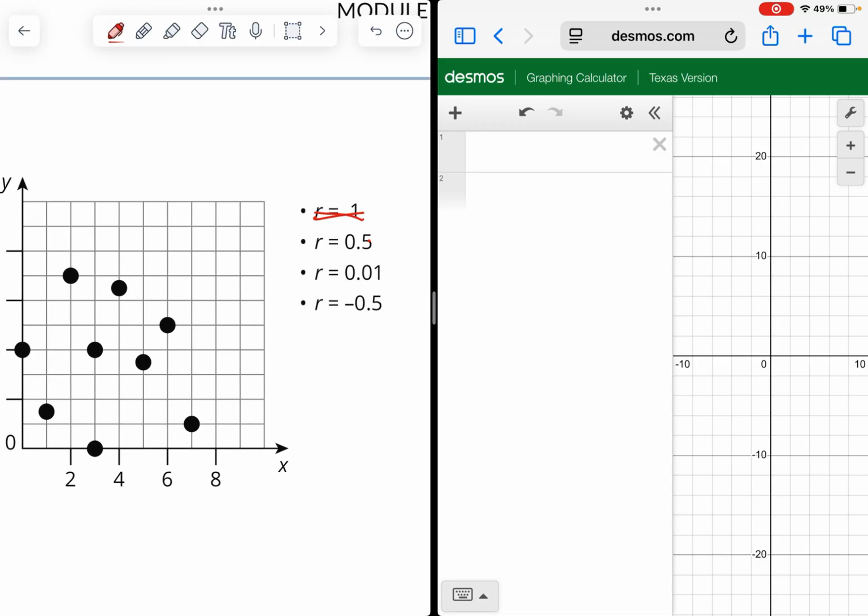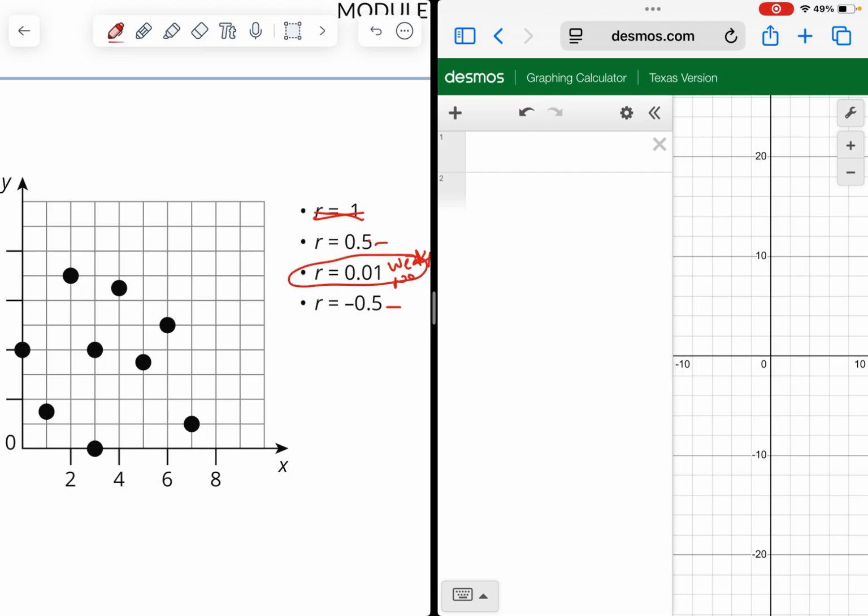0.5 and -0.5, one of those would be like kind of a not great, middle of the road, sort of related, not necessarily a strong relationship. And that could be going up or going down. Or you could say that you have a very weak to none, okay?